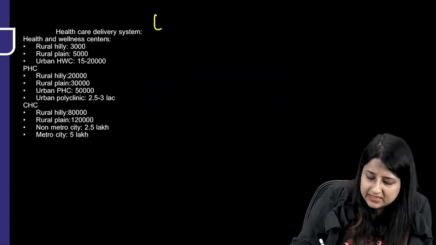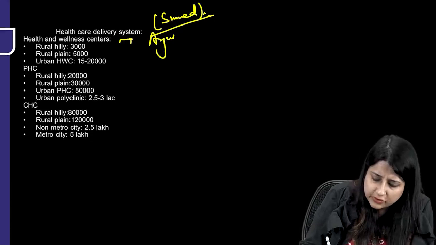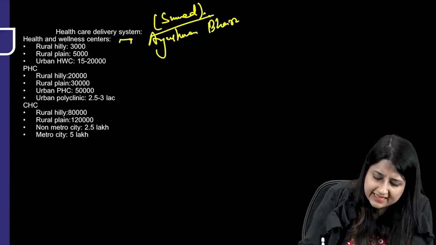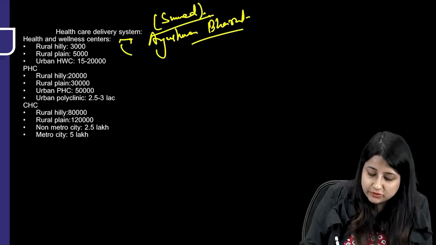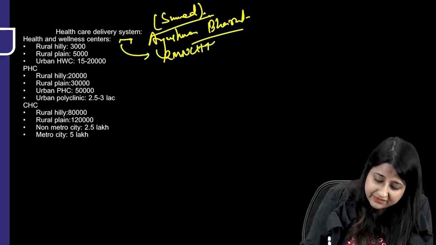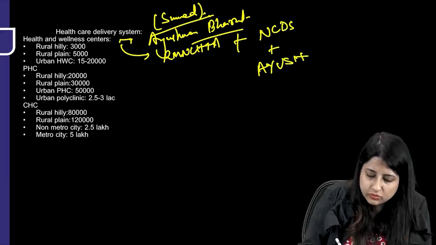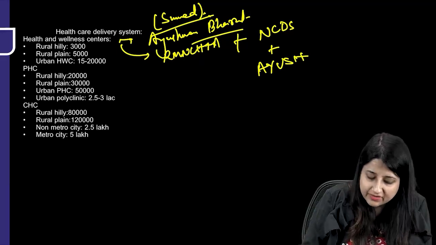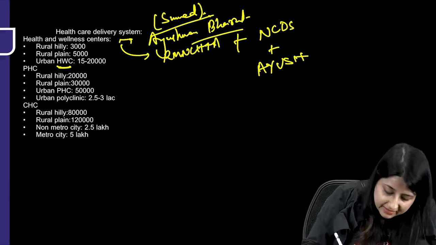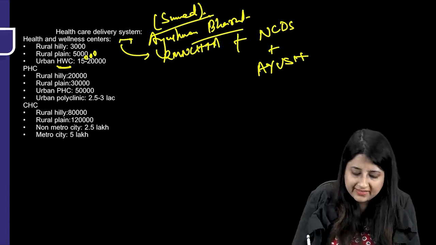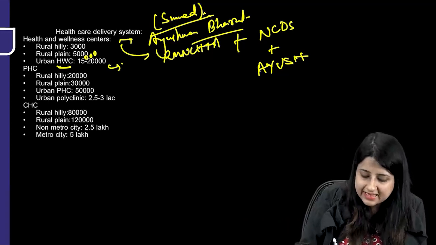Now, this is a small summed up update also. Health and wellness centers are now being created according to Ayushman Bharat, and we are upgrading the existing health sub-centers and PHCs to health and wellness centers, where we are providing a wider range of services. Other than RMNCH plus A facilities, we are also now providing services for NCDs as well as Ayush. Rural hilly areas 3,000, rural plain areas 5,000, nothing has changed over here. Now I told you if there's a health and wellness center in an urban area, it could be present for 15,000 to 20,000 population. If there's a health and wellness center in an urban area, this is like an update.